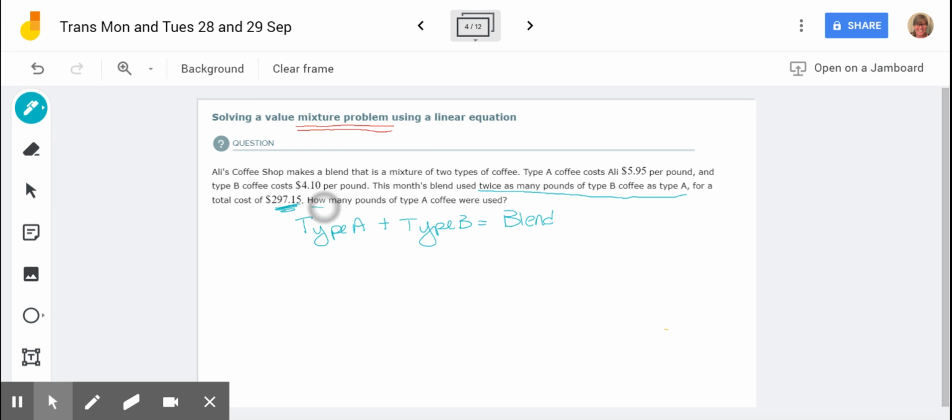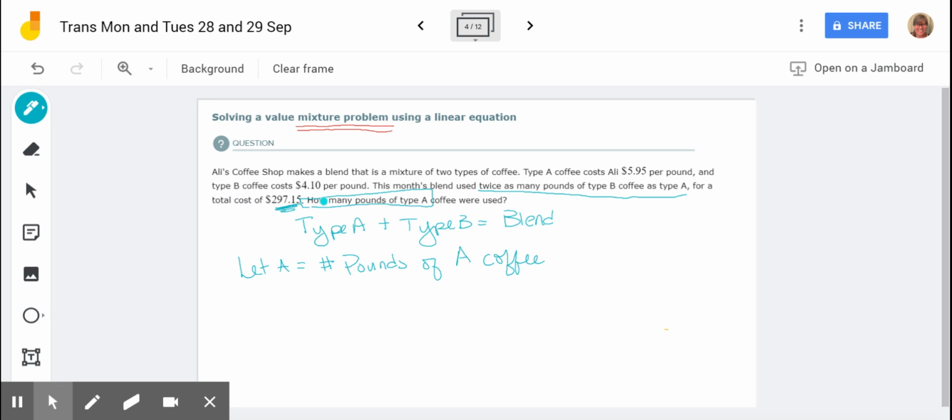Okay, so here is our question. How many pounds? The question is almost 99.9% the variable that you're going to use. So I am going to say, let capital A equal the number of pounds of type A coffee. Okay? All right. So we have A is the number of pounds of coffee of type A.